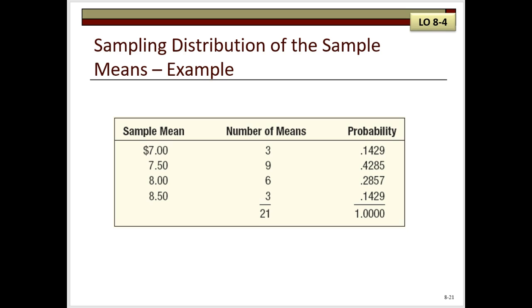The frequencies are then converted into relative frequencies as shown on the right column of the table. So for the sample mean of $7, it occurred 14.29% of the time. We show these relative frequencies in graphical form in the next slide.